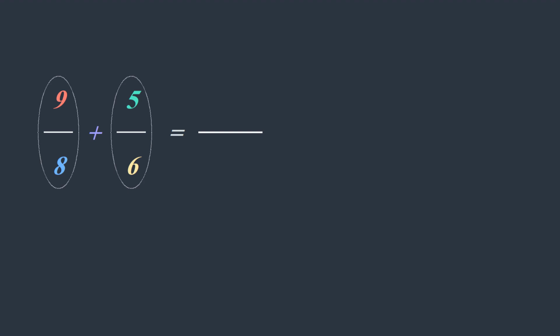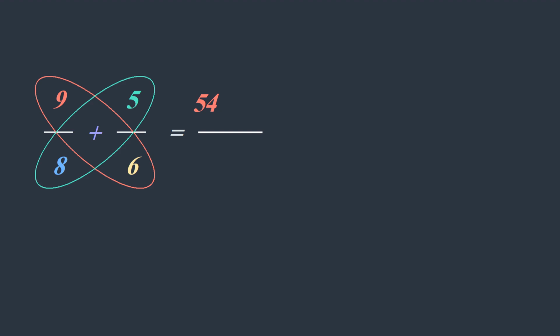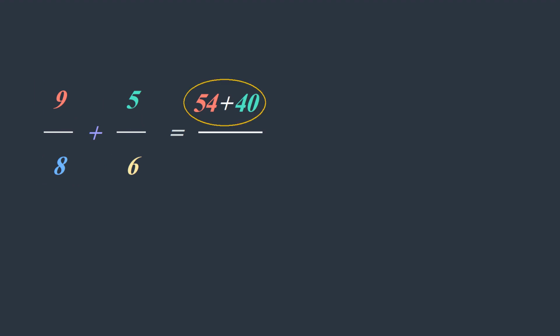add them. Multiply the first top times the second bottom, so we have 9 times 6, which is equal to 54. Multiply the first bottom times the second top, so we have 8 times 5, which is equal to 40. Now just add those two numbers, so we have 54 plus 40, which is equal to 94.